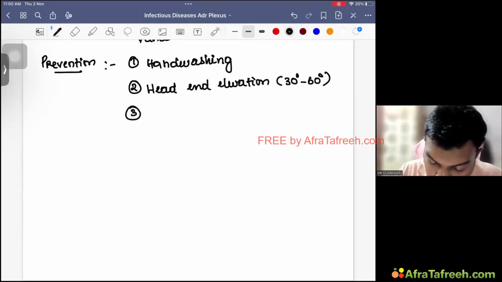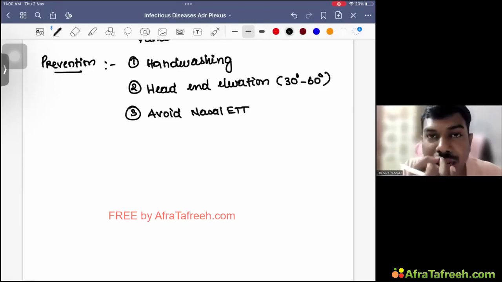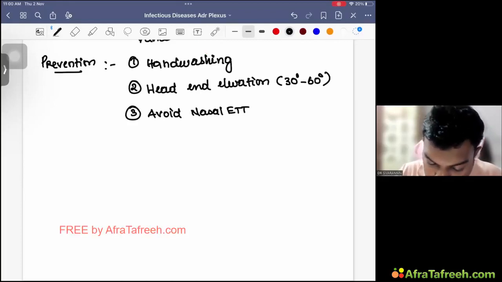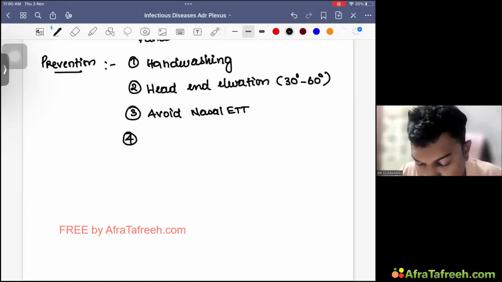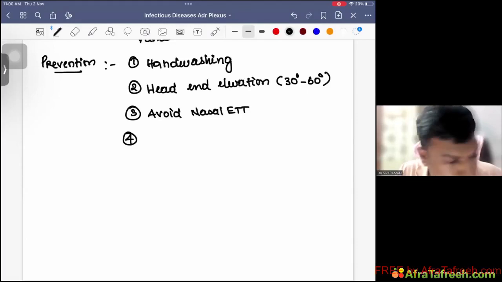Then avoid nasal ET tube. You would have seen patients being put on an ET tube through the mouth. There are instances where there is difficult intubation, where you can put it through the nose also. That is a high risk for VAP. Then do routine subglottic aspiration. What is subglottic?